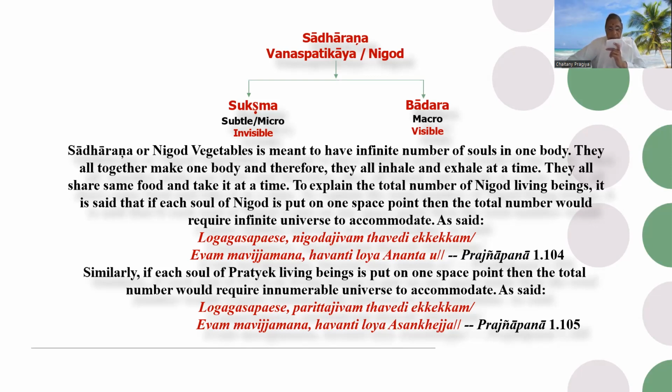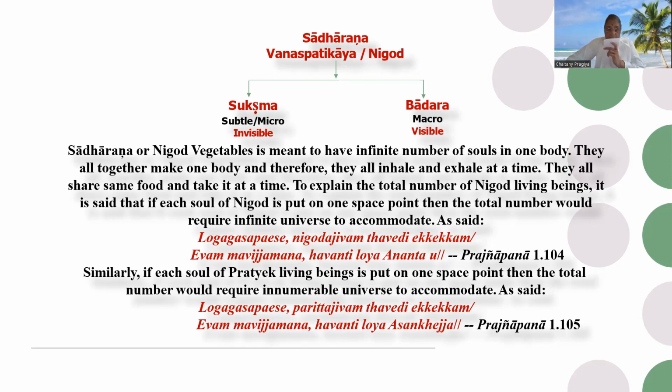come under this category, while the macro ones which we use in our day-to-day life as food are vegetables, different types of plants, different types of herbs, and different types of fruits. All these are part of our diet or food. But we have to see that if we are using root vegetables which have an infinite number of souls in one body, we should try to avoid them. So here it is said that sadharan or nigodha vegetables are meant to have an infinite number of souls in one body.